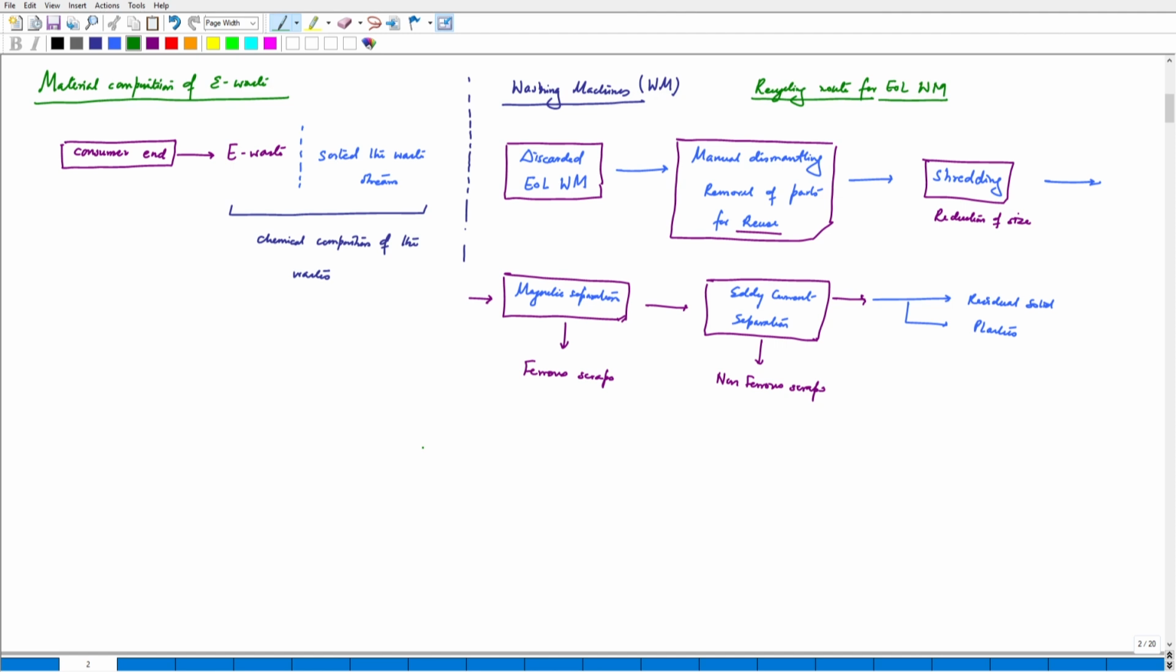So metal parts are totally removed just by thinking and arranging the processes in a very befitting manner. So we shredded, we added magnetic separation, removed the iron or ferrous scraps, then we add eddy current separation, we remove the non-ferrous scrap, and then whatever is left, we have some parts of residual solids and plastic wastes. So most of the wastes are already taken care of, but one has to think what is the best route for their own, let's say, recycling unit or industry. Now, when we think of manual dismantling, what are we talking about?